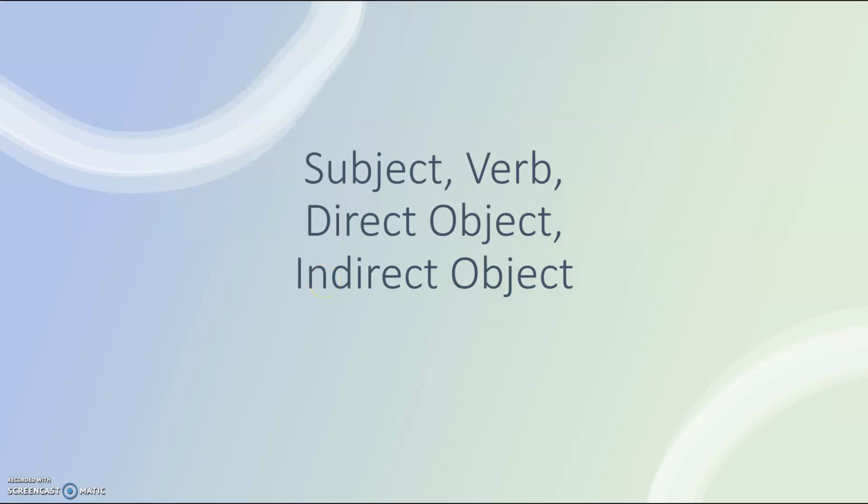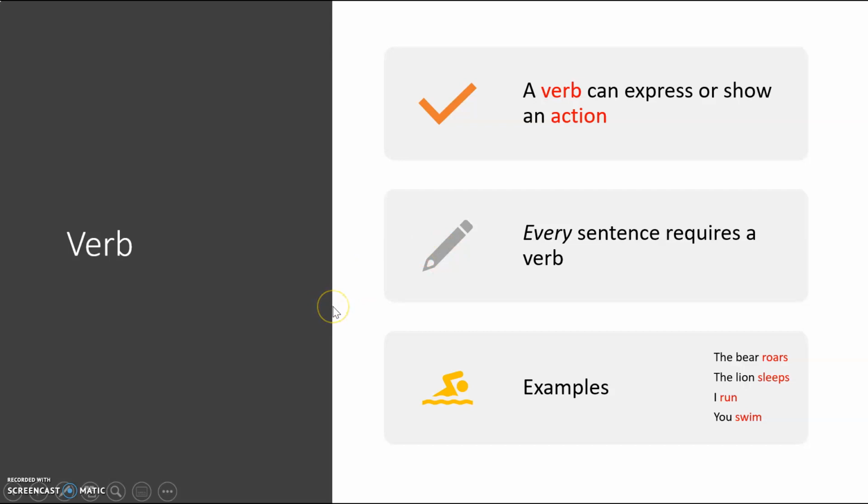Hello everyone. So today we're going to be covering subject, verb, direct object, and indirect object. So a verb is an action. Some examples of that are reading, swim, jump, fly. Those are all different verbs. Every sentence in the English language requires a verb.